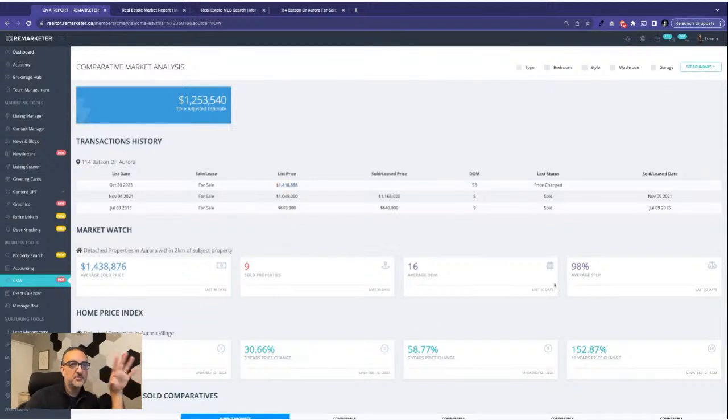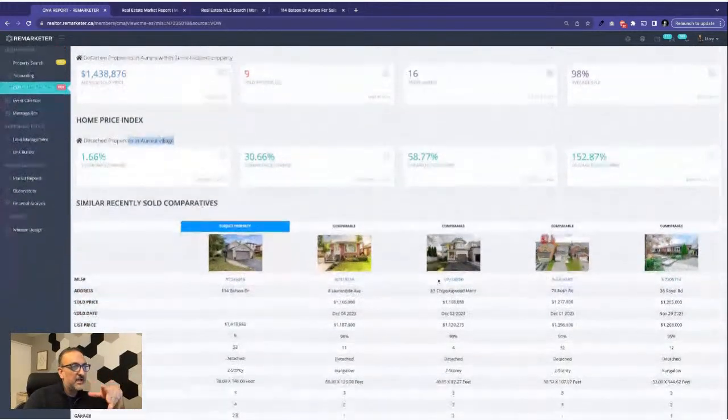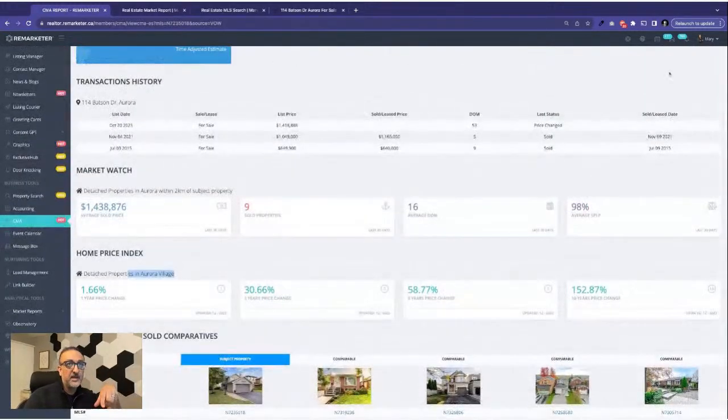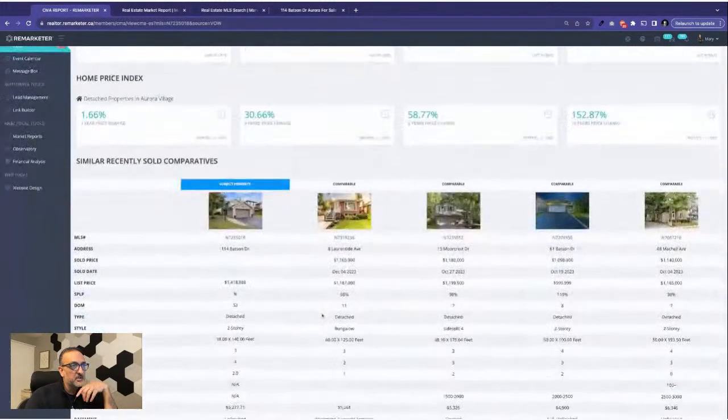Then we have the average DOM, the average SPLP. We've got the 1-year price appreciation, 3, 5, and 10-year price appreciation for detached properties, which is what this property is in Aurora Village, which is what this neighborhood is basically. All right. And then we have the comparative properties. Let's go back and bring this back to 1 kilometer. All right. So 1 kilometer.